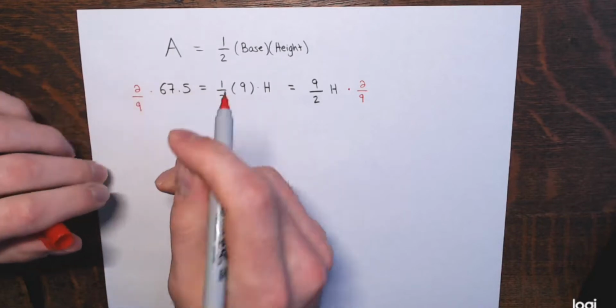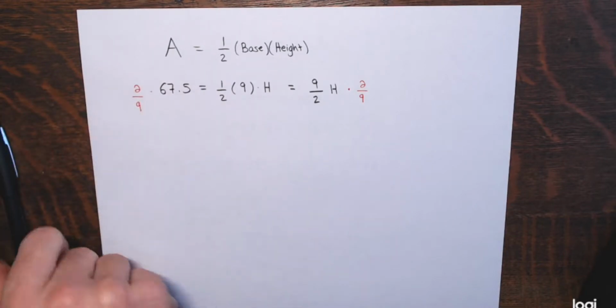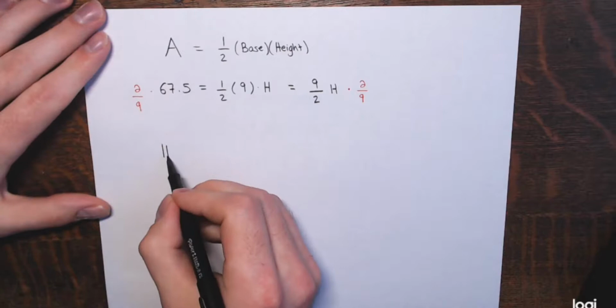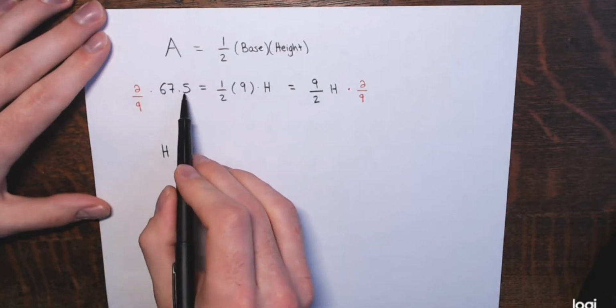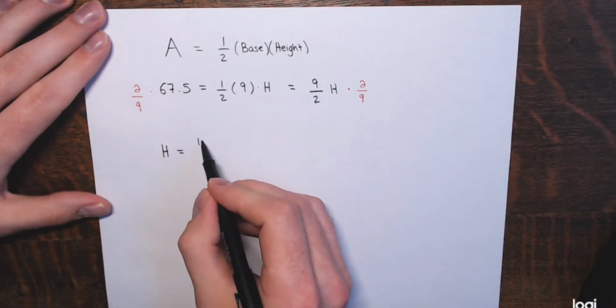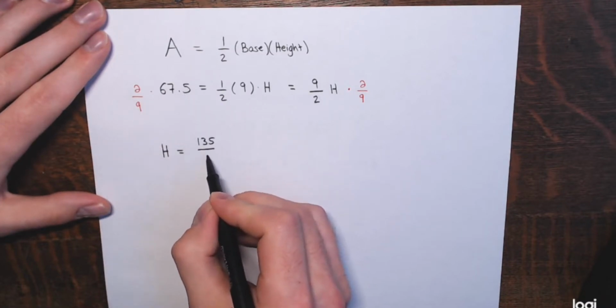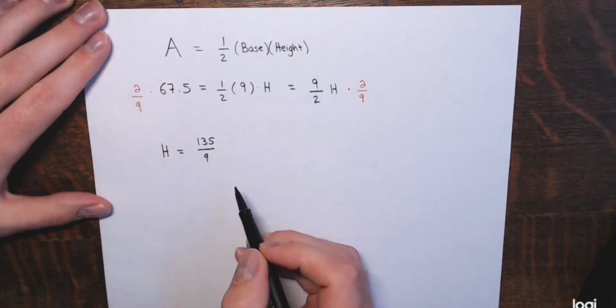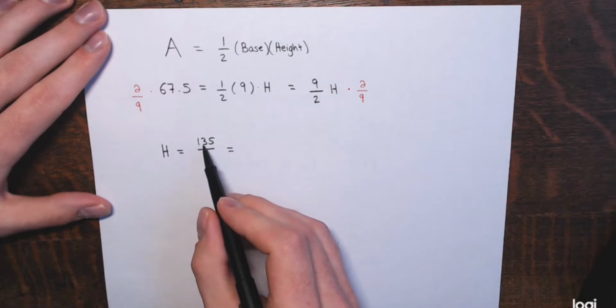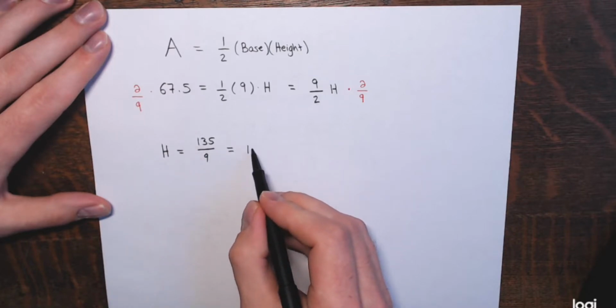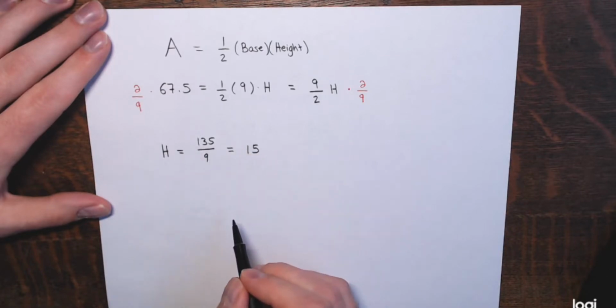And just multiply both sides by 2/9. So I have h equals 2 times 67.5, which would be 135. But then we're dividing this by 9, right? We have a denominator of 9. And 9 goes into 135 fifteen times. All right, 9 times 15 is 135.